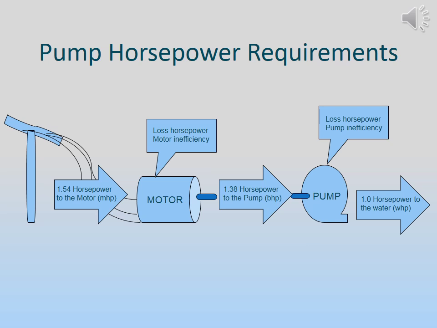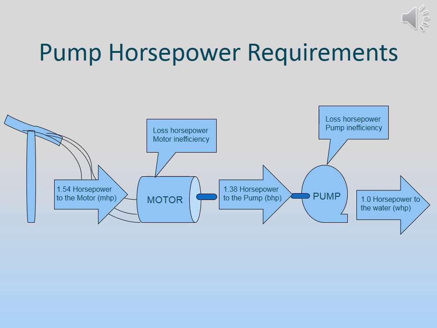Because of losses in the motor or inefficiency, we end up only sending 1.38 horsepower to the pump. This shows that we have lost some horsepower in that induction process, maybe in the coupling or in the drive. But we have lost some horsepower as a result of those devices. So now we are only delivering 1.38 horsepower to the pump. We call this the brake horsepower.